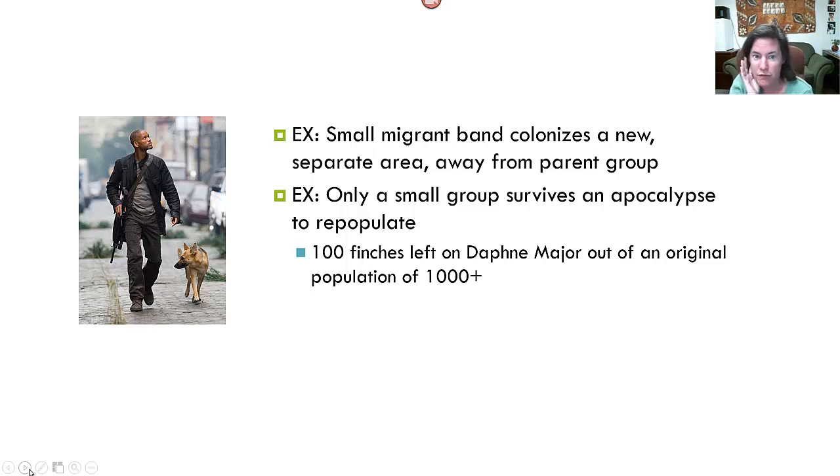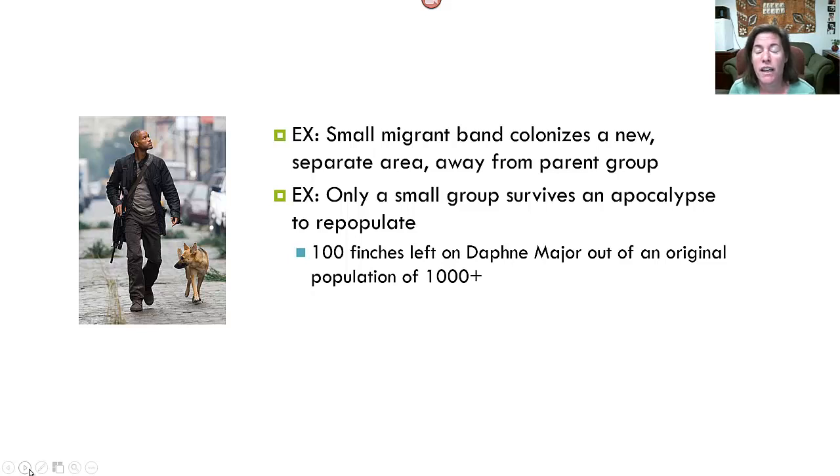Let's say we have a small migrant band that colonizes a new separate area away from the parent group. Only a small group survives due to an apocalypse, and they now need to repopulate. A classic example happened on Daphne Major.